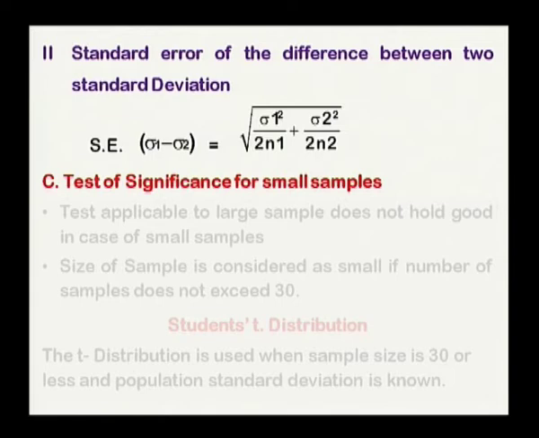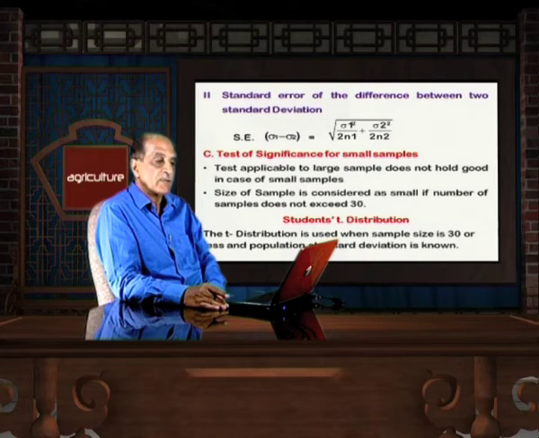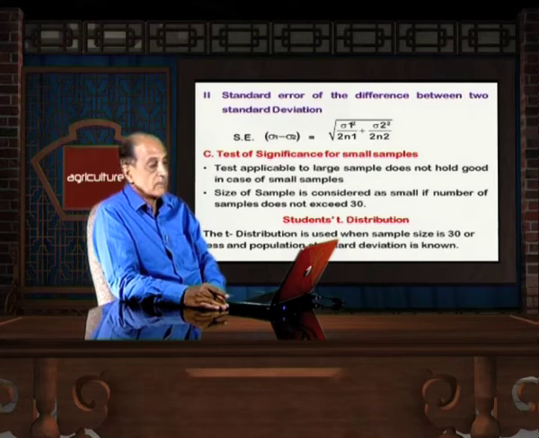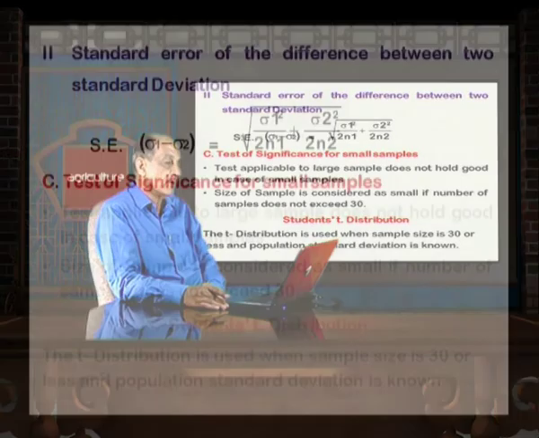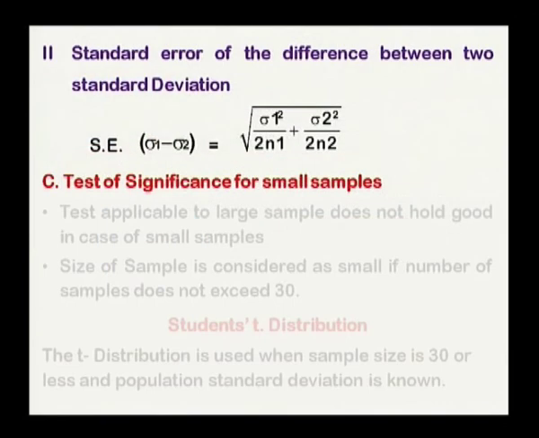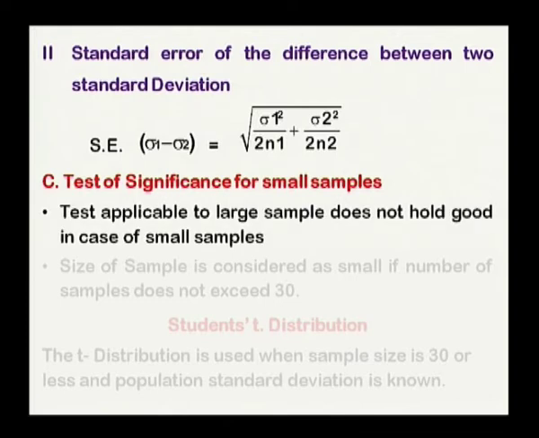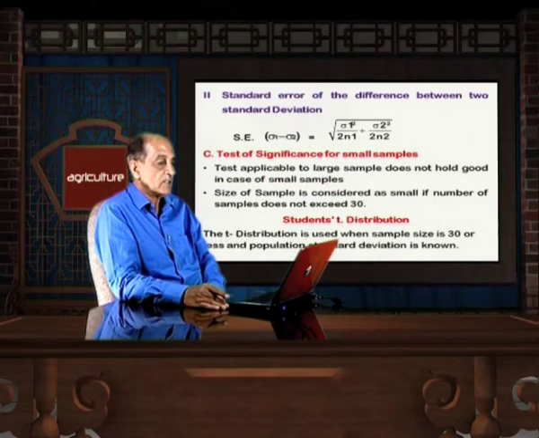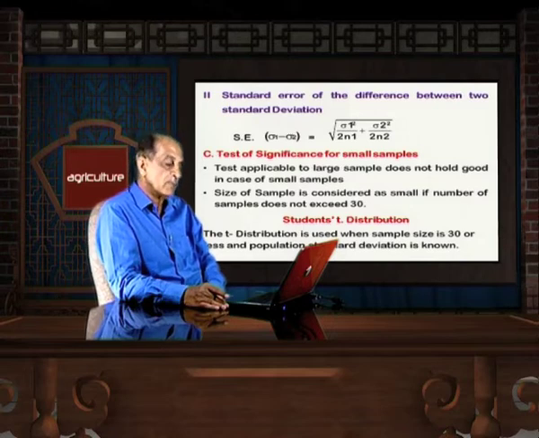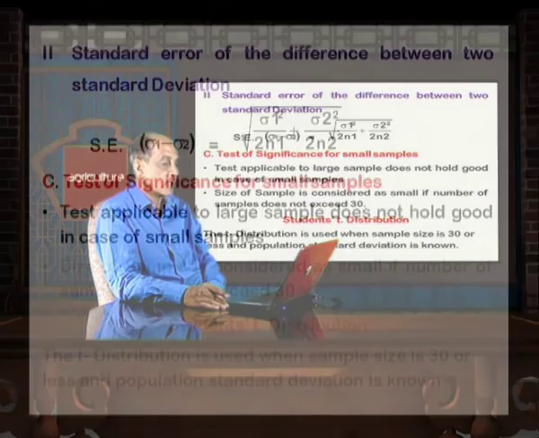Now, second is test of significance for small samples. The formulae we have used so far are for calculating the significance of tests in respect of large samples, but how do we test significance for small samples? Tests applicable to large samples do not hold good in the case of small samples; the methods used for testing significance of large samples cannot be used for small samples.